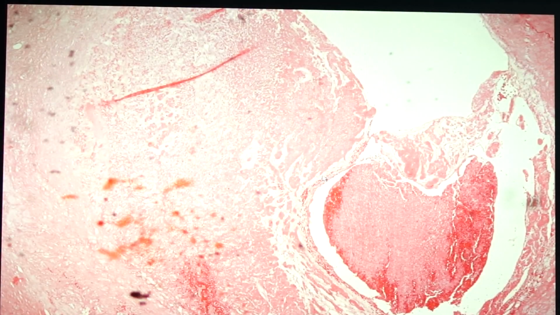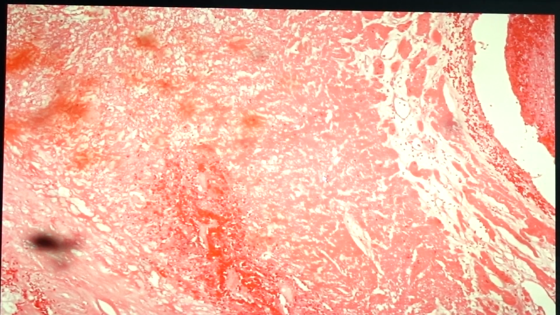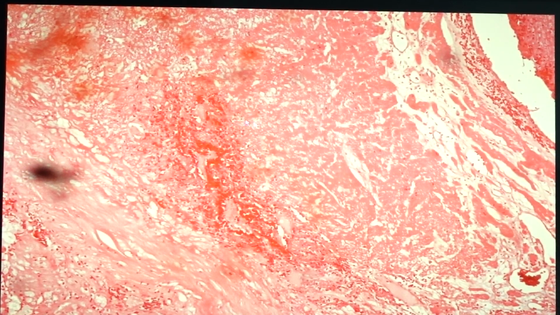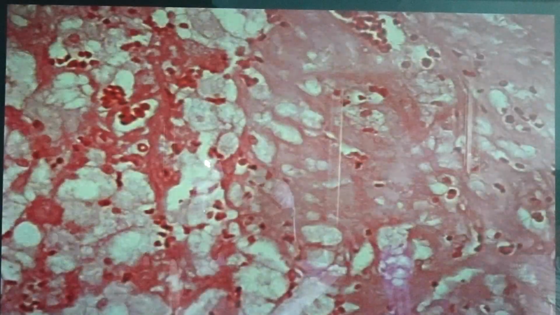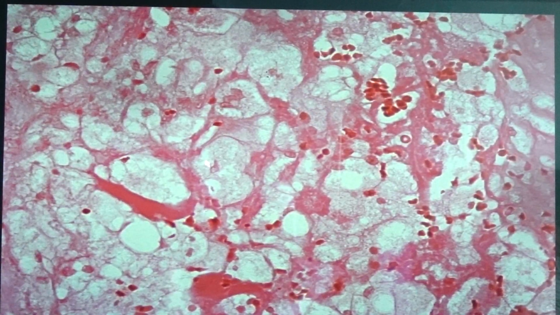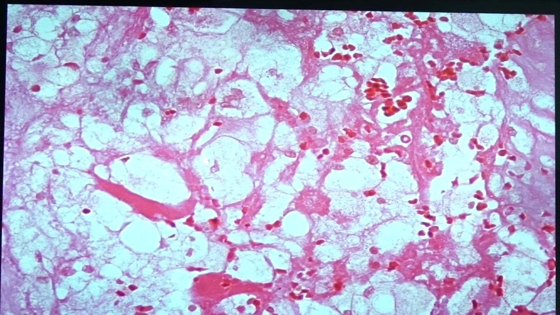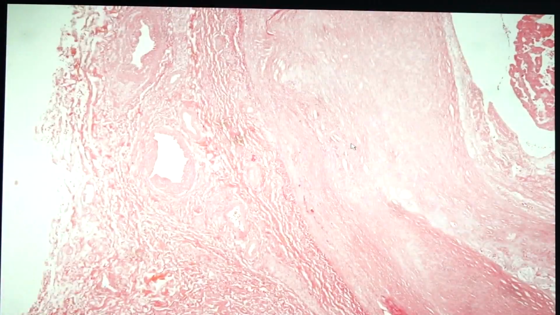The lines of Zahn can still be identified. Okay, so presence of lighter areas and darker areas, fibrin and red blood cells. You would still be able to identify the presence of these cholesterol clefts, and then you have the presence of some macrophages. Okay, so these are lipid-laden macrophages and some red blood cells and fibrin. Okay. And then we go to the other area.